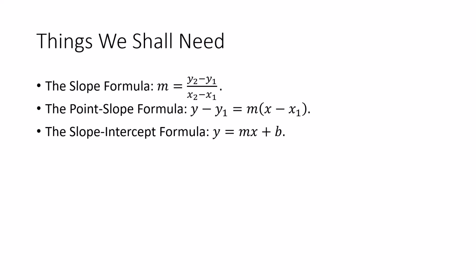The slope-intercept formula, which is the y variable, equals the sum of the product of the slope and the x variable with the y coordinate of the y-intercept. We often say y equals mx plus b.